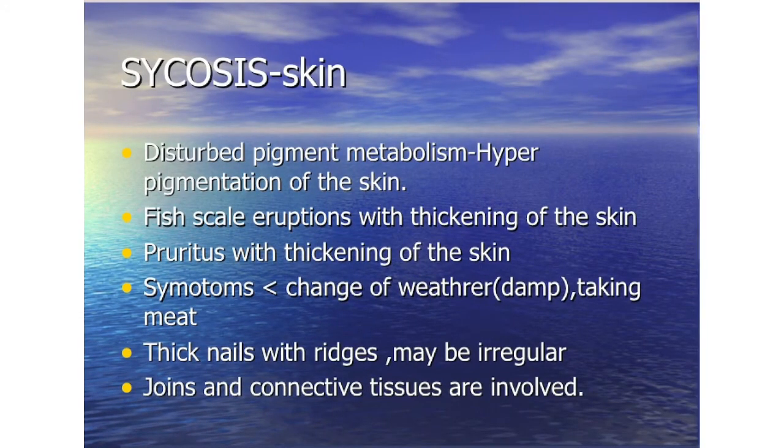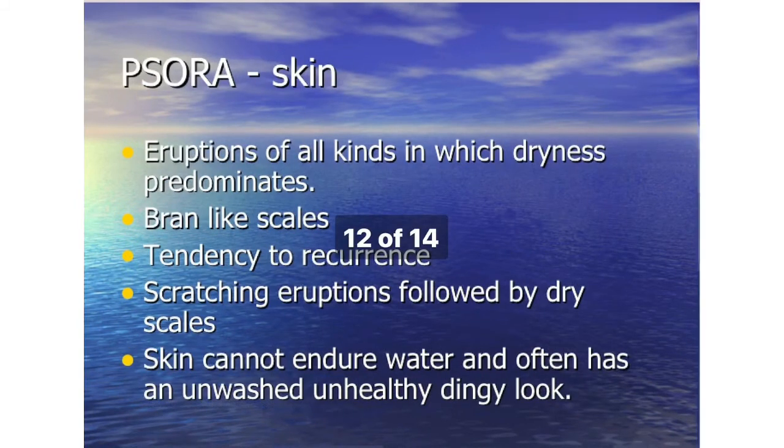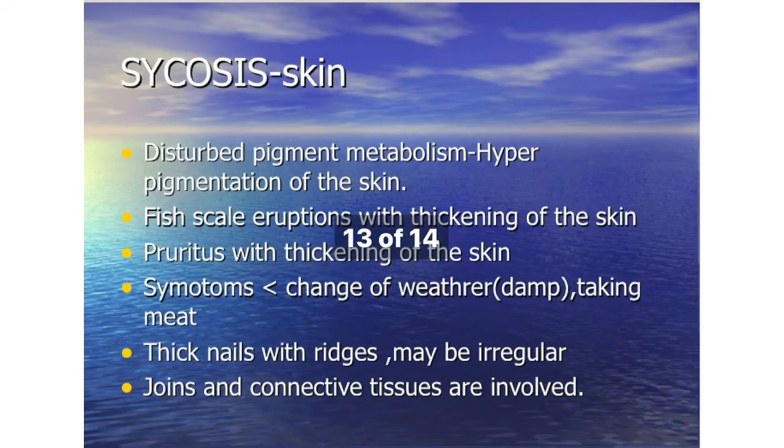This was psora on the skin. Next, coming to sycosis on the skin, there is disturbed pigment metabolism like hyperpigmentation of the skin. Fish scale eruptions with thickening of the skin, itching, which is pruritus, with thickening of the skin. Symptoms aggravate with change of weather, damp weather, or taking meat. Thick nails with ridges, which may be irregular. Joints and connective tissues are involved in the sycotic tendency.